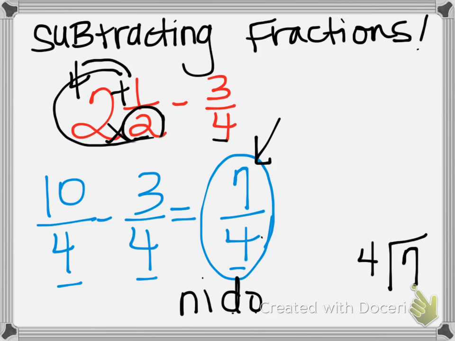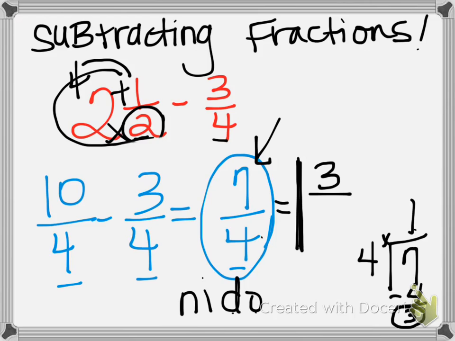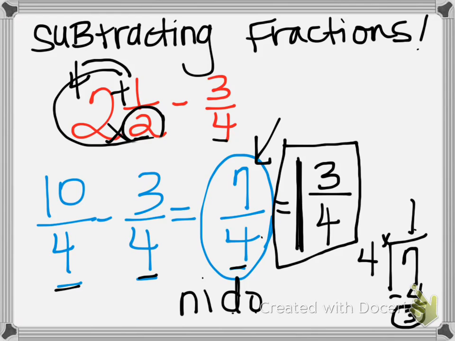4 divided into 7 can go in there one time. 1 times 4 is 4. And when I subtract it, I get a 3. So I have my whole number as a 1. There's my whole number. My 3, well, that's my new numerator. My remainder is always my numerator. Followed by, well, what stays the same? What's my Energizer Bunny? That's my denominator. That's a 4. What I'm left with is 1 3/4. So 2 1/2 minus 3/4 is 1 3/4.